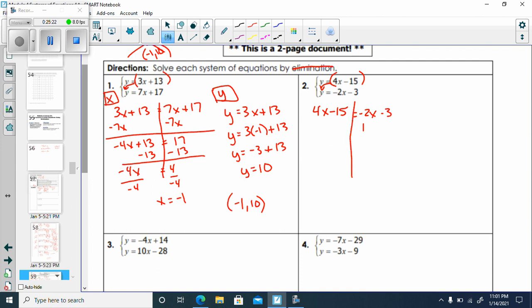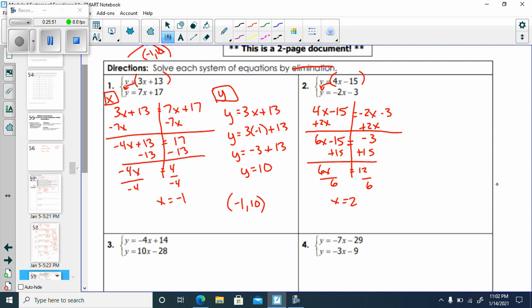If you're crossing the equal sign, I'd add 2x to both sides. I would have 6x minus 15 is equal to negative 3. Okay, let's add 15 to both sides. I have 6x is equal to 12. Divide both sides by 6. And x is equal to 2.